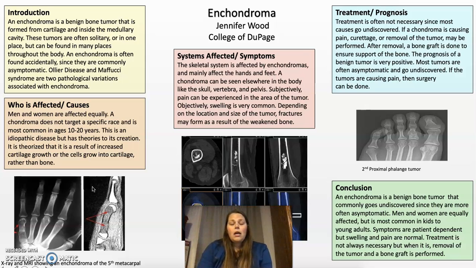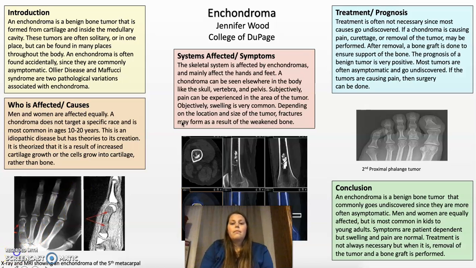Treatment-wise, treatment is not always necessary when talking about an enchondroma, since most go undiscovered and are often asymptomatic. Once diagnosed with an enchondroma, routine x-rays are often encouraged in order to monitor the size of the tumor, making sure it doesn't get bigger or more don't show up. The tumor itself has very precise lines since it is benign, and it's more obvious to differentiate a benign tumor from a malignant tumor using these other modalities as discussed.